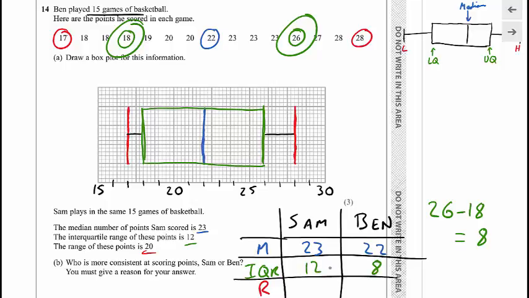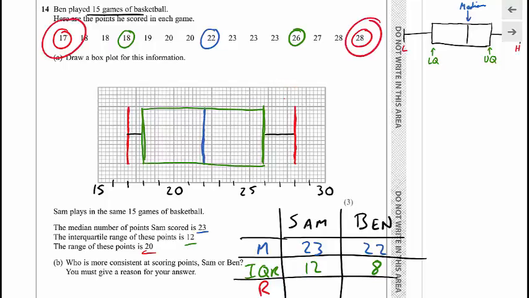For Sam, that comes out as 12. We're told it's 12. And then finally, the range, a nice and easy one to work out. It's just all the range over which all the values lie. So it's just 28 minus 17, which comes out as 11. So if I fill that in the table, it's 11 for Ben and 20 for Sam, because we're told it's 20 in the data.